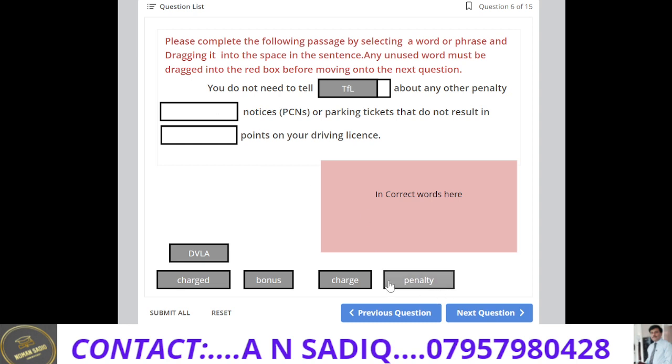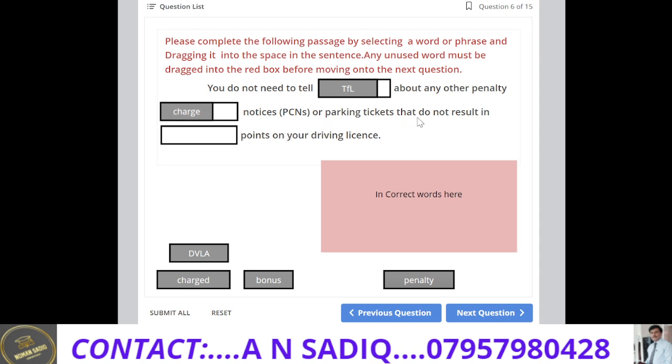So here it will definitely be charge. It should not be charged. Charged is the second form of charge. But here the question is very clear. It is talking about PCN, penalty charge notices. So we will put charge here.